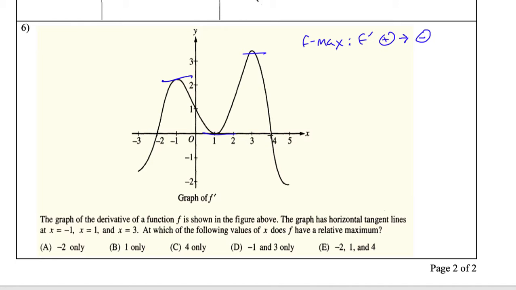That only happens once right here. This went from a negative to a positive. That goes from a positive to a positive. Only once do I have an f max, and it's at 4 only, C.